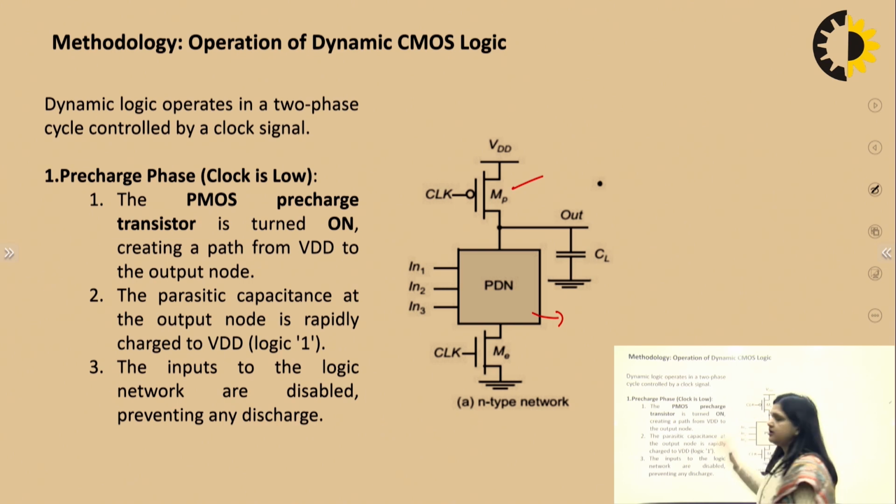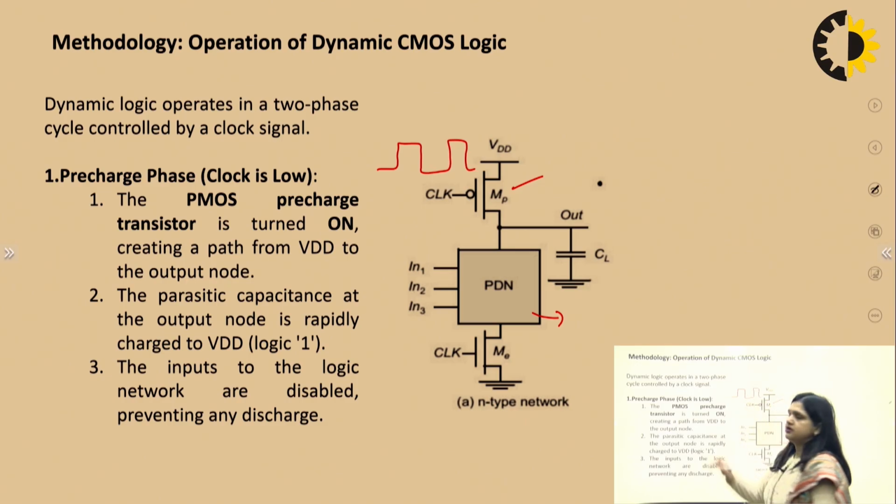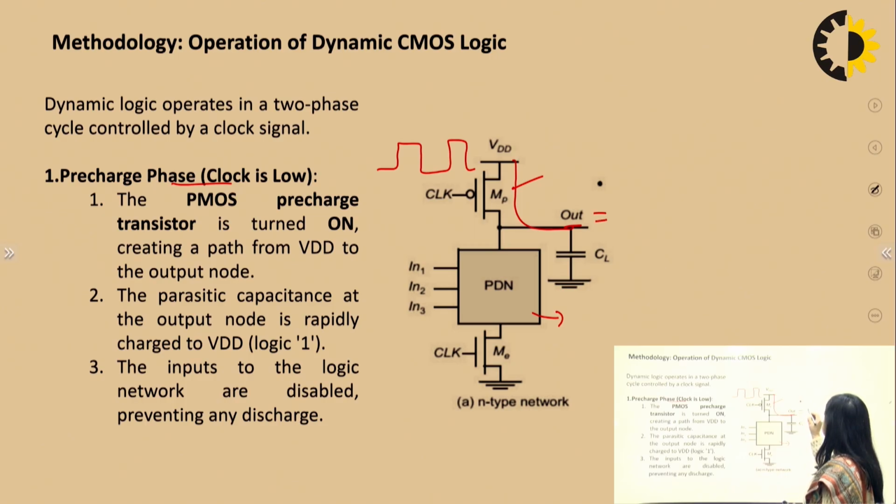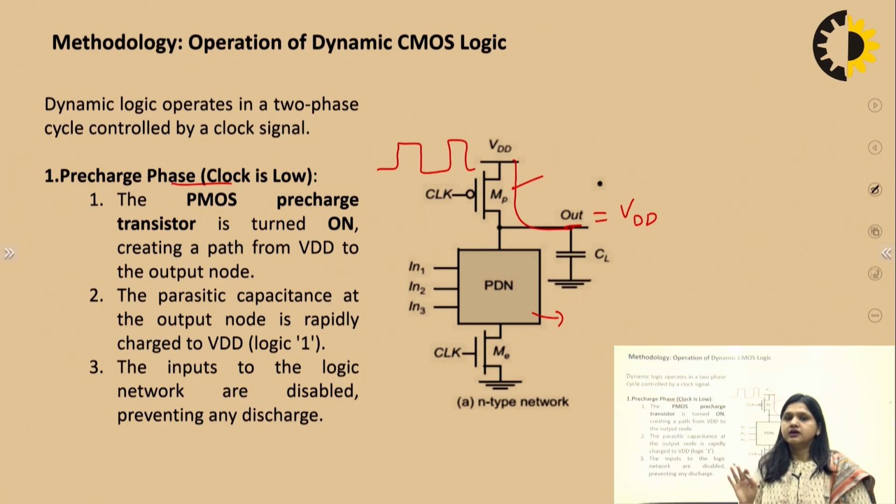So here you can see that the circuit operates on the clock signal, and the first phase is known as the precharge phase. When clock is low, that means this transistor is on, and when PMOS is on, then this output node is connected to VDD, and definitely the output equals VDD in the precharge cycle. But this is not the final output. In case of dynamic CMOS logic design, we evaluate the output at the end of the evaluation cycle.